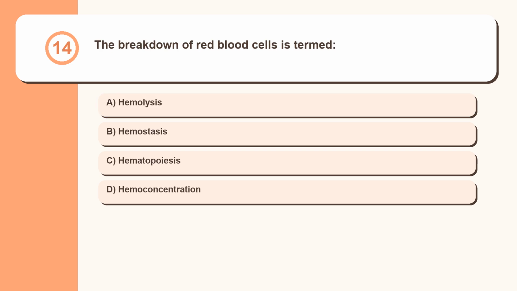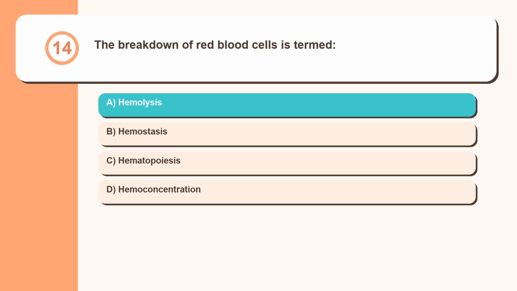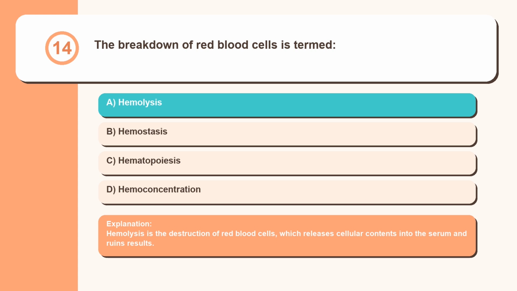Question 14. The breakdown of red blood cells is termed hemolysis, hemostasis, hematopoiesis, hemoconcentration. Hemolysis is the destruction of red blood cells, which releases cellular contents into the serum and ruins results.